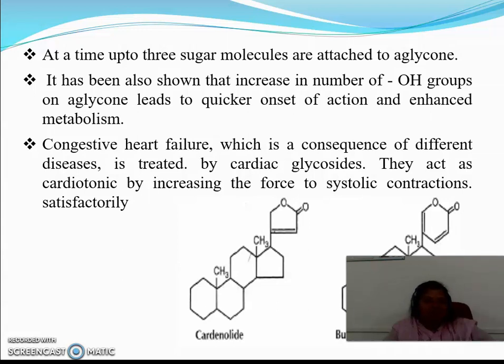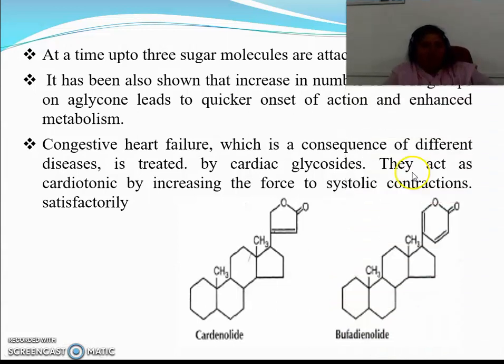Congestive cardiac failure, which is a consequence of different diseases, is treated by cardiac glycosides. They act as cardiotonics by increasing the systolic contraction satisfactorily. Here you can see the structure of cardenolides and bufadienolides. This is the perhydrophenanthrene with a cyclopentane, and here you can see a 5-membered lactone ring and a 6-membered lactone ring. This is cardenolide and this is bufadienolide.